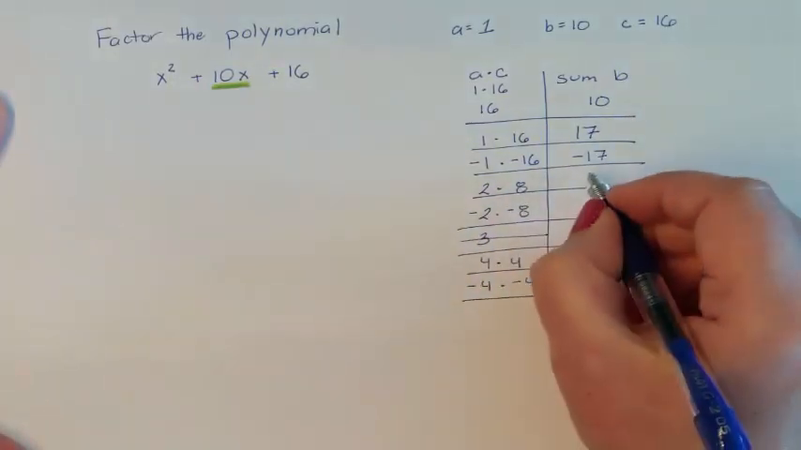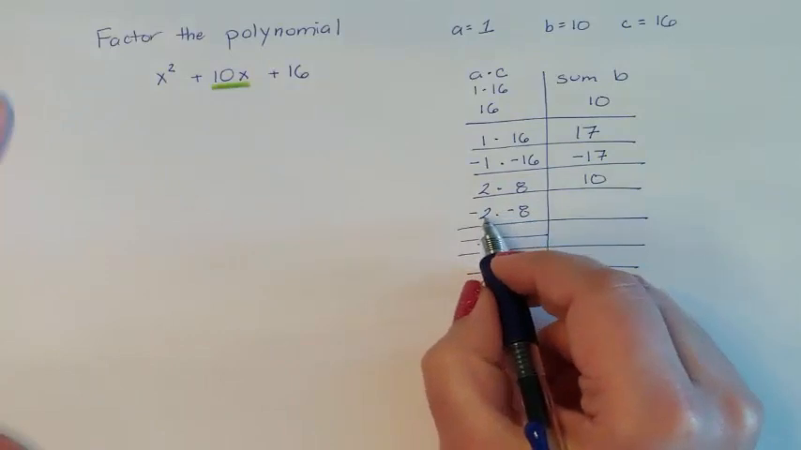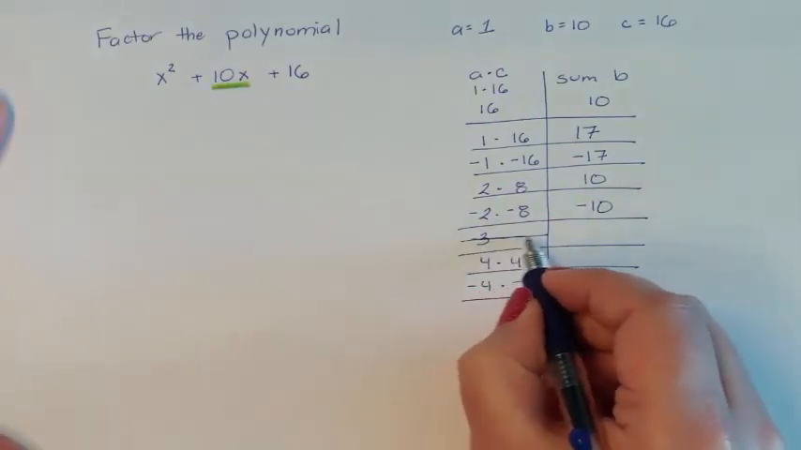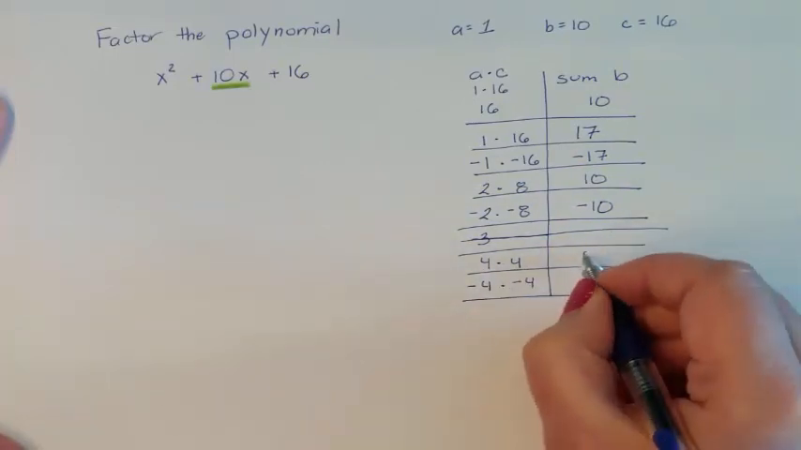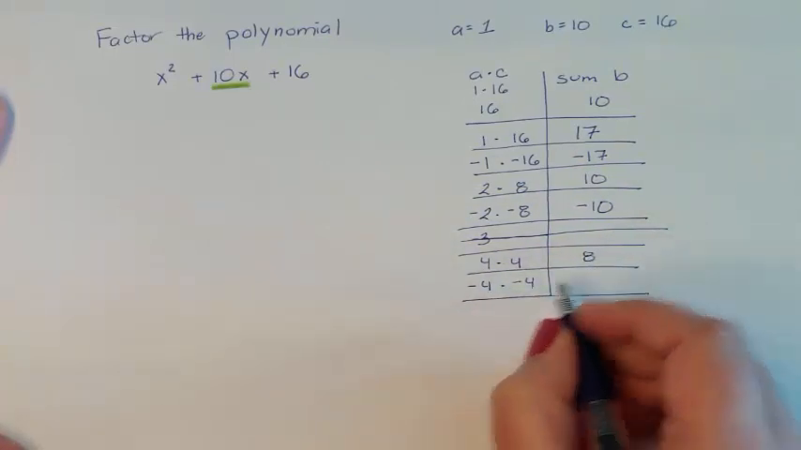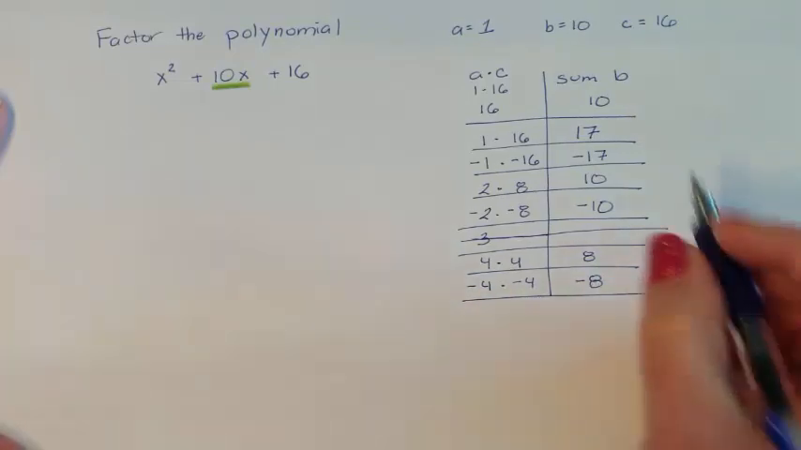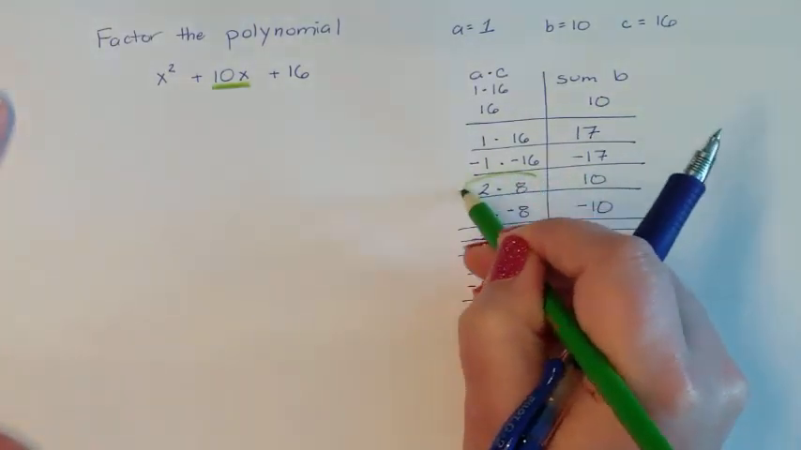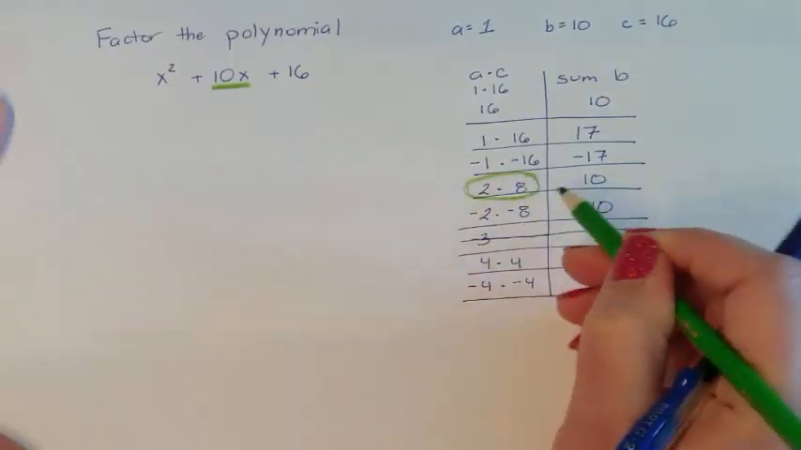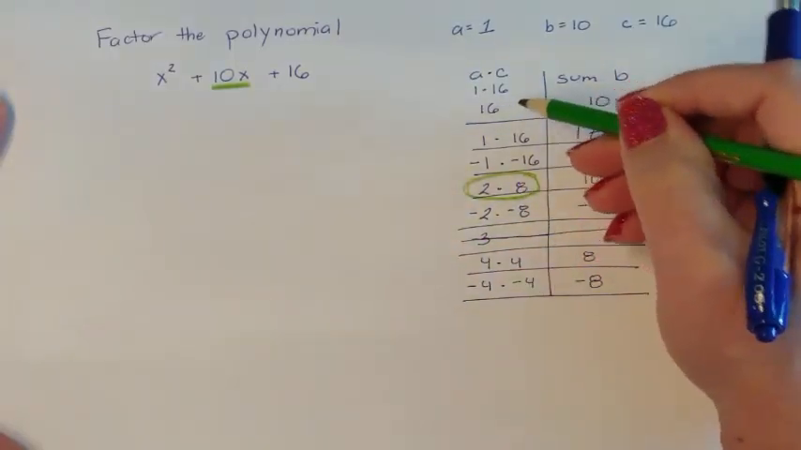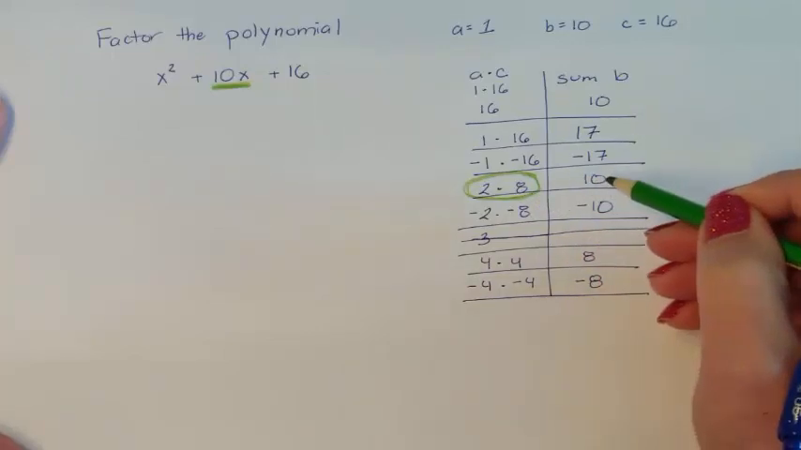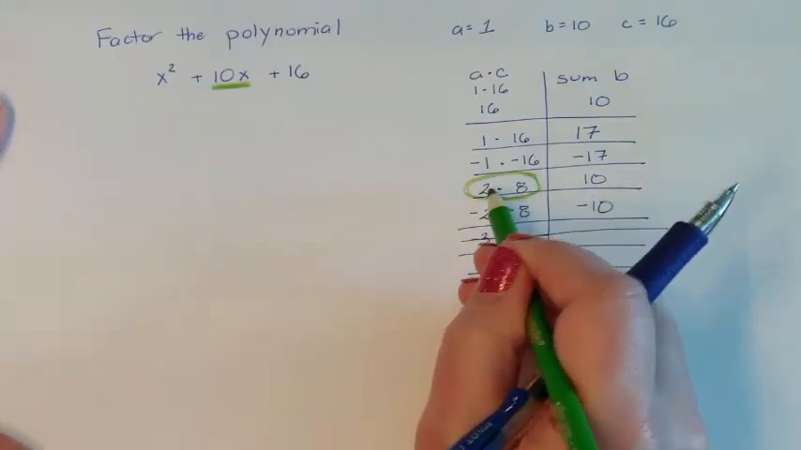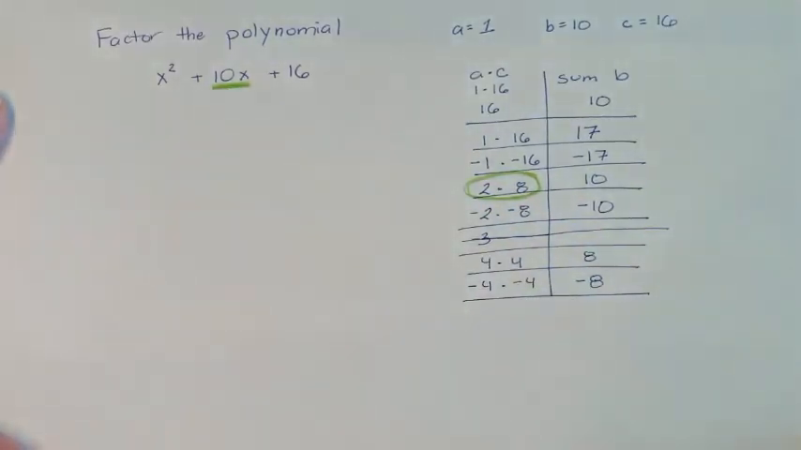2 plus the 8 gives me a positive 10. Negative 2 plus a negative 8 gives me the negative 10. You said 3's didn't work. 4 plus 4 gives me 8. Negative 4 plus negative 4 gives me a negative 8. Only one of them gave me the 10 that I needed. These two numbers right here multiply to give me the 16, and they add together to give me the 10. This is important because these two numbers are going to be how we split this 10x.